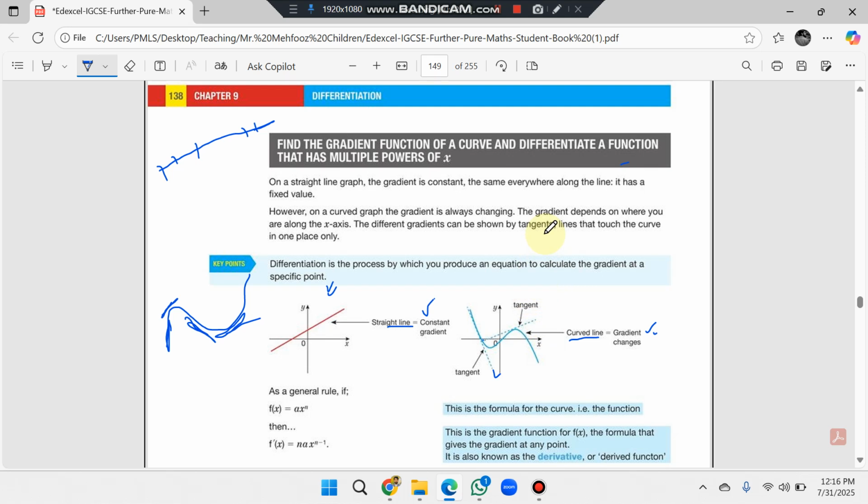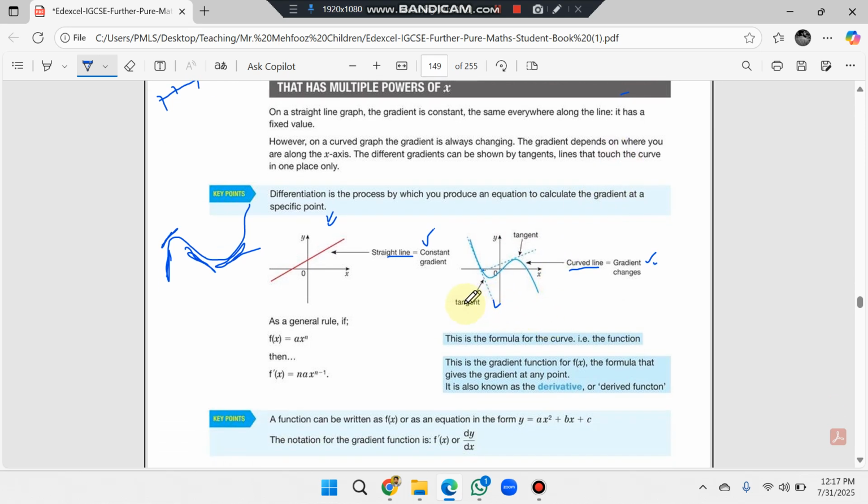Do you have any problem? No. Okay, so the key point is that differentiation is the process by which you produce an equation to calculate the gradient at a specific point. Do you understand? Basically, differentiation is a process by which we produce an equation to calculate the gradient at a specific point on a curve, not a straight line, on a curve.